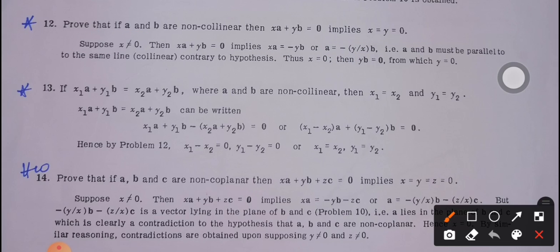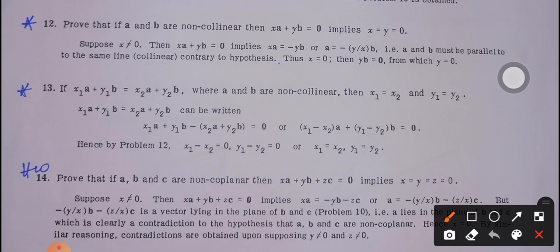Now you can see that a and b are scalar multiples of each other. If two vectors are scalar multiples of each other, then they must be collinear, but that is a contradiction to our supposition, because we are saying that a and b are non-collinear. So our supposition is wrong and x cannot be unequal to 0. It must be equal to 0, so we have to take x to be 0.